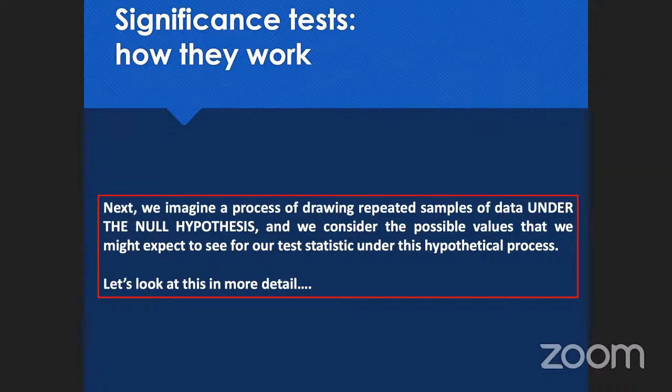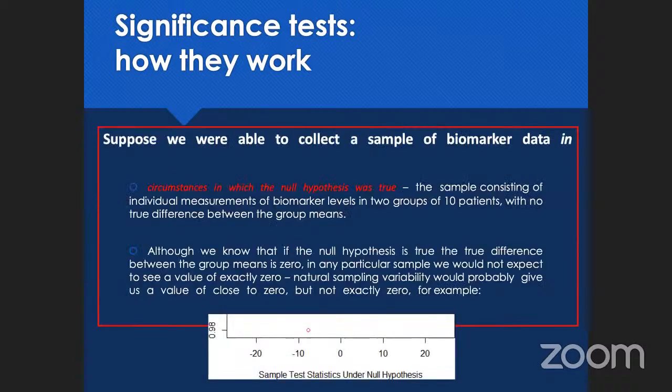After that, we can imagine a process of drawing repeated samples of the data under the null hypothesis, and we can consider the possible values that we might expect to see for our test statistic under this hypothetical process. In more detail, suppose we are able to collect a sample of biomarker data in circumstances in which the null hypothesis was true. That sample will consist of individual measurements of biomarker levels in two groups of about 10 patients, with no true difference between the group means.